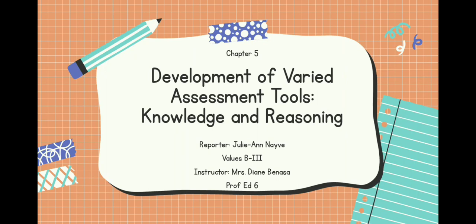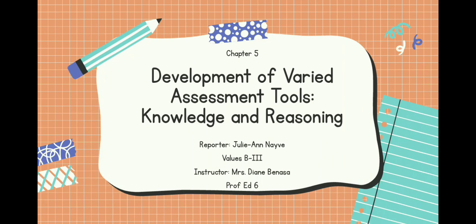So tonight, we are going to tackle Chapter 5, Development of Varied Assessment Tools, Knowledge, and Reasoning. This chapter is based on Bloom's taxonomy, which is concerned with developing objective tests for assessing the attainment of educational objectives. I know we are all familiar with Bloom's taxonomy since we tackled it last meeting. Bloom's taxonomy comprises three learning domains, the cognitive, affective, and psychomotor, and assigns to each of these domains a hierarchy that corresponds to different levels of learning.